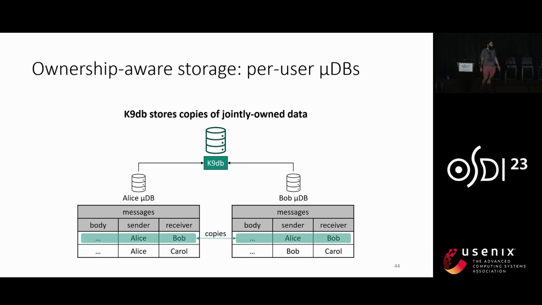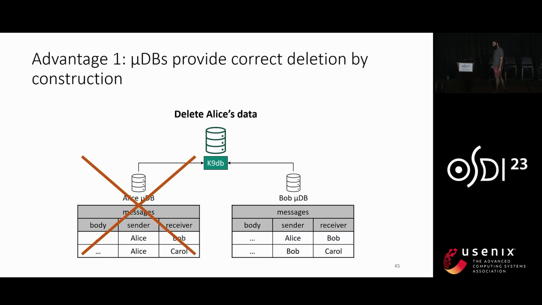An important consequence of this design is that K9db stores copies of jointly owned records in all of the microdatabases of their owners. And this may seem unorthodox because we're storing copies, but this has 3 advantages that are critical for compliance. The first advantage is that this simplifies handling of access and deletion requests. So for example, if Alice says, delete my data, it's sufficient to delete her microdatabase, regardless of whether some of her data are shared with other owners or not.